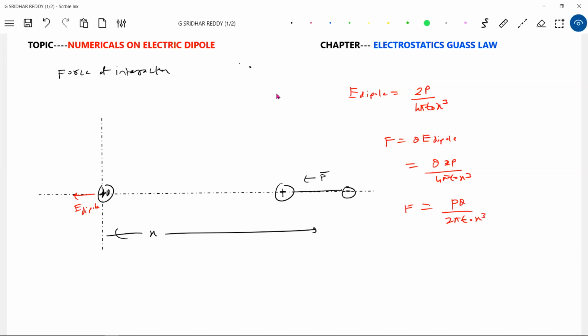Now, what is the assumption we made? We made the assumption that the point charge is present in the field of the dipole. Can we do it either way? I'll assume that the dipole is present in the field of the point charge. Yes. So what should you do here? You should calculate the force acting on the positive charge and the force acting on the negative charge. The resultant of those forces should be the required answer.